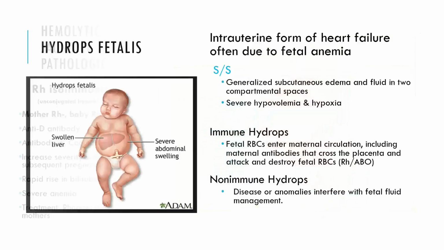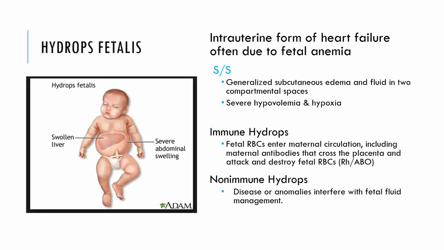And what can happen if we don't treat this and mom's antibodies are really attacking baby is what's called hydrops fetalis, an intrauterine form of heart failure often due to fetal anemia. There are two different types. It can be a complication of that Rh isoimmunization that we talked about on the last slide, but it doesn't have to be. Immune hydrops is when fetal red blood cells enter maternal circulation and maternal antibodies then cross the placenta and attack and destroy fetal red blood cells. Not commonly seen in ABO incompatibility.